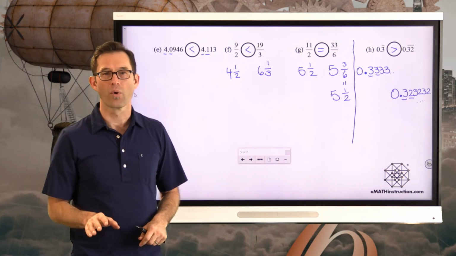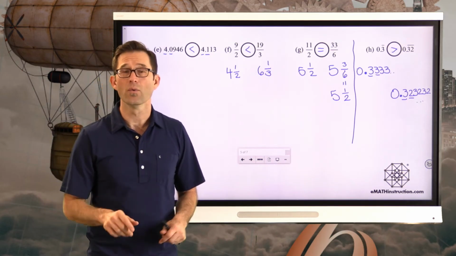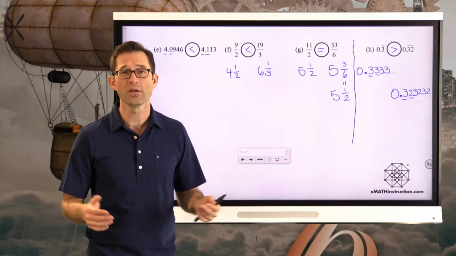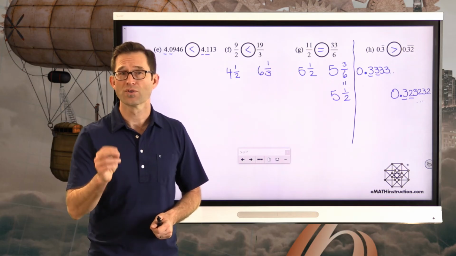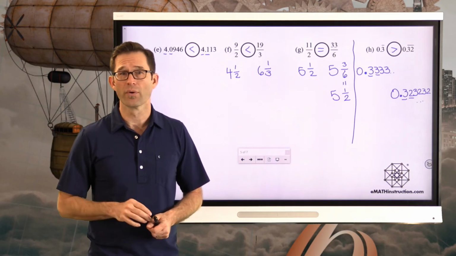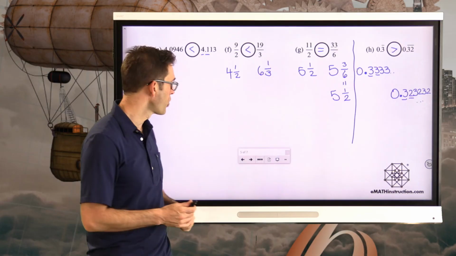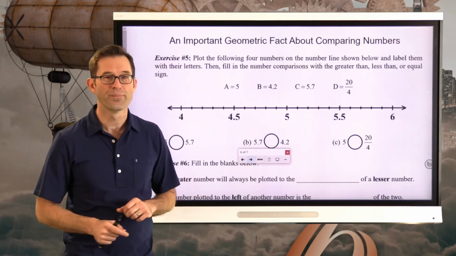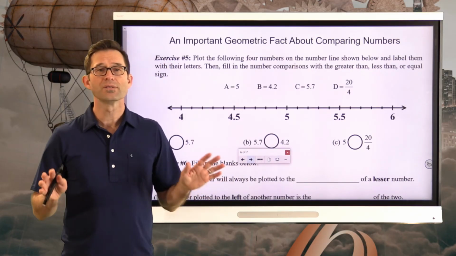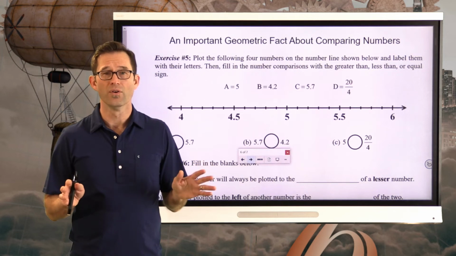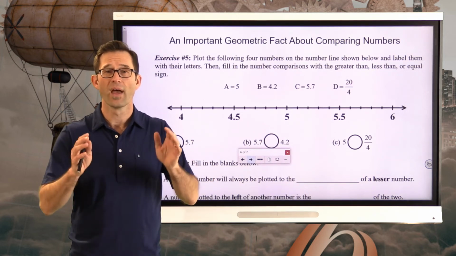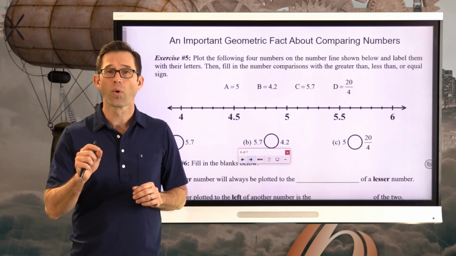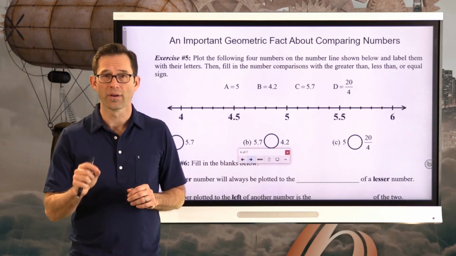It's very, very important for you to be able to say with positive numbers, the numbers that you've been dealing with, which one's greater, which one's less, and maybe if they're equal. Let's do a little more work on this. One more problem. This is extremely important for what we're going to be doing in the next lesson and lessons after that. An important geometric fact about comparing numbers.